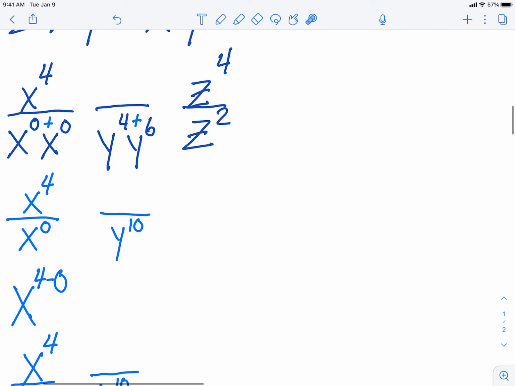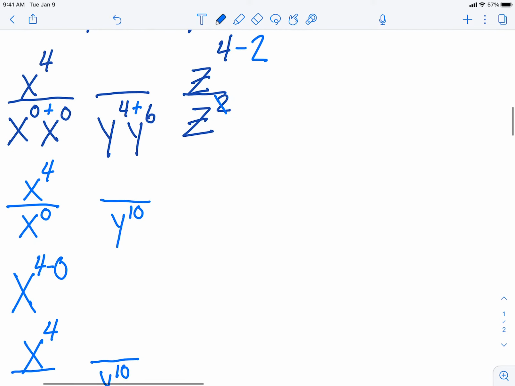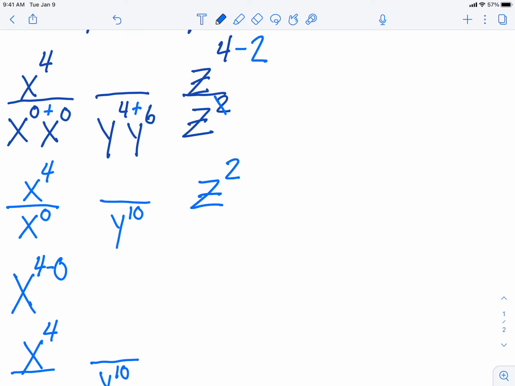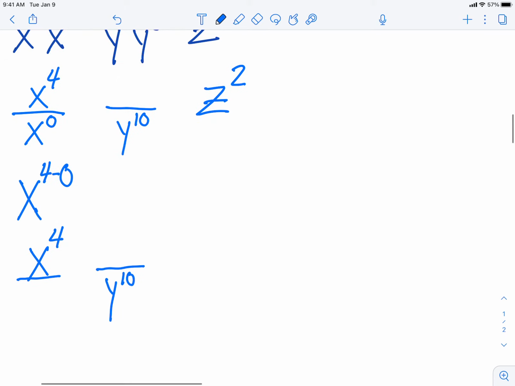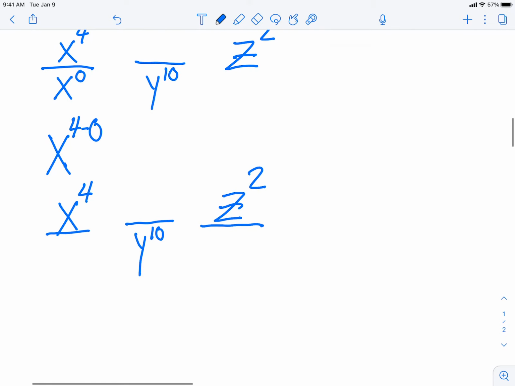Now let's do z. I have z to the 4th on top and z to the 2nd on the bottom. That means I'm going to subtract 4 minus 2. So that gives me z to the 2. And there's nothing I can do about that, so I just get z squared. I can draw a division just like that, and then I have an invisible 1 here.